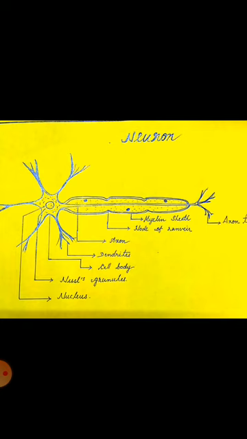The membrane covering the axon is called the myelin sheath or medullary sheath. Above the myelin sheath, neurolemma, another covering, is present. And the medullary sheath is interrupted by nodes of Ranvier. That is, the myelin sheath is broken at intervals. That is, nodes of Ranvier. This is the structure of a neuron.